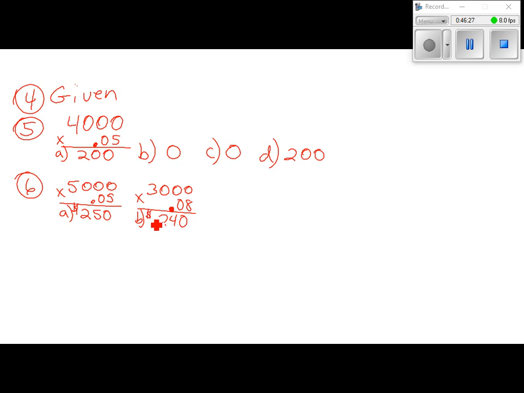So we got 5,000, 8,000. For C, how much did they sell more than the 15,000? They didn't sell any, so they get paid 0 there. And D, we're gonna total up 240 plus 250 would be 490.